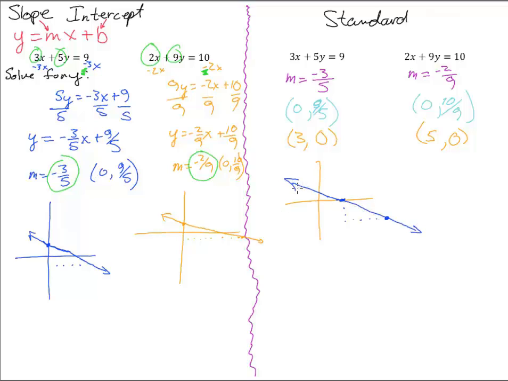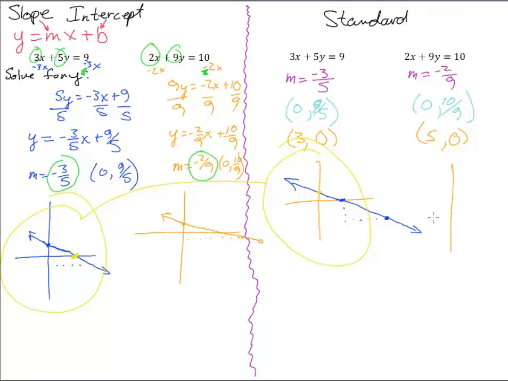Now, I don't know if you can tell, but this line and this line are exactly the same thing. We just started on that point right there instead of the point up here, the x-intercept, y-intercept. See the next one.